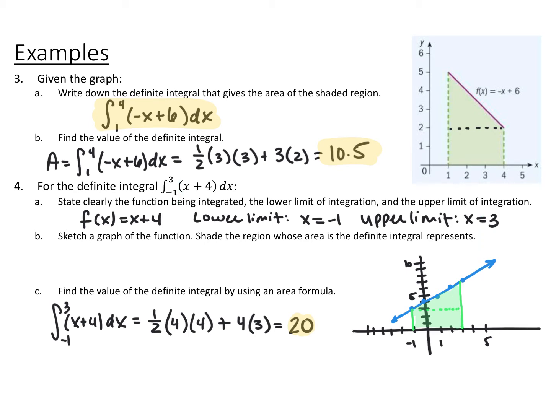So then x plus 4 is just a linear equation with a y-intercept of 4 and a slope of 1, and we want it specifically between -1 and 3. So this green region here is the region that we're finding the area of, or the integral, what that represents. So then to find the area, again, I split this into a right triangle that has area of 1/2 times 4 times 4, plus this rectangle that has area of 4 times 3, so the area under the curve is 20.